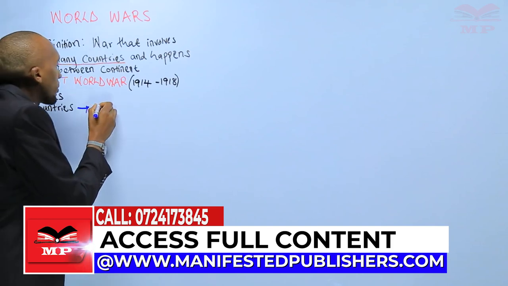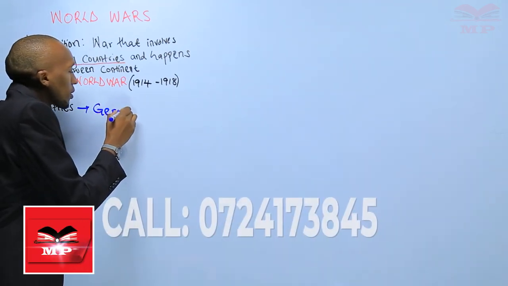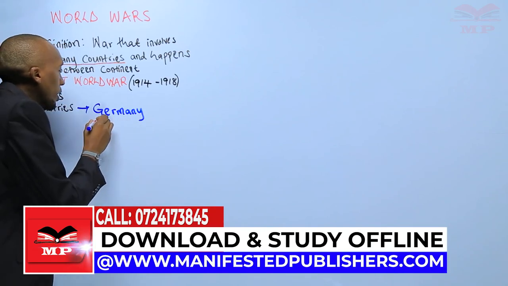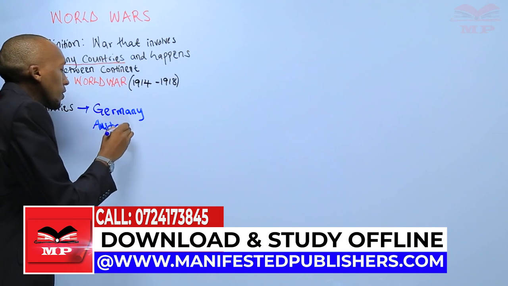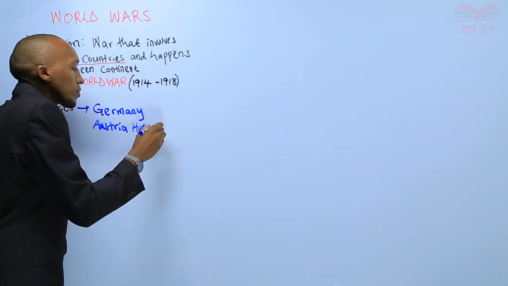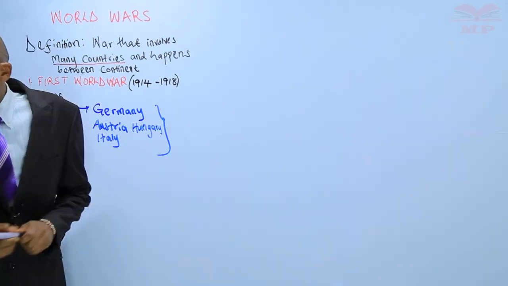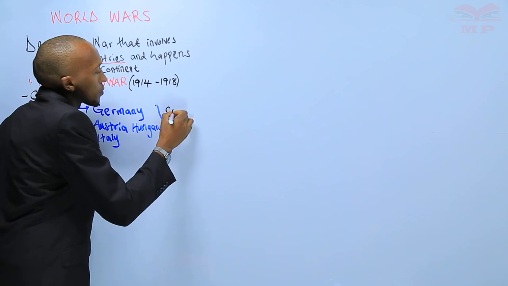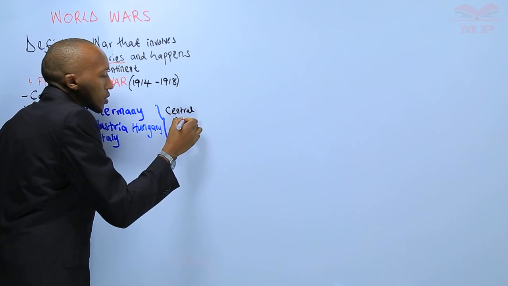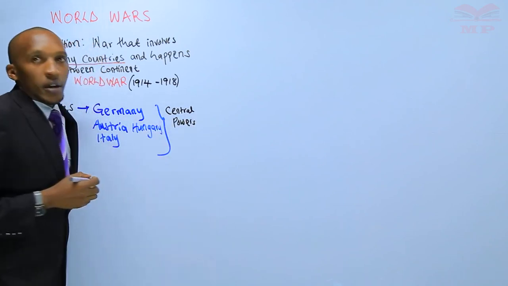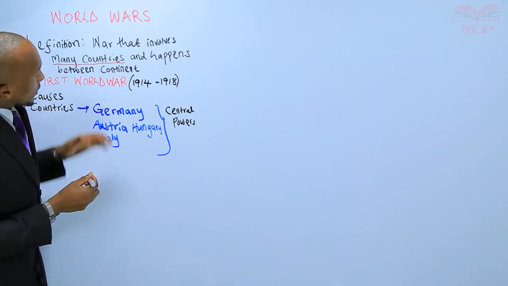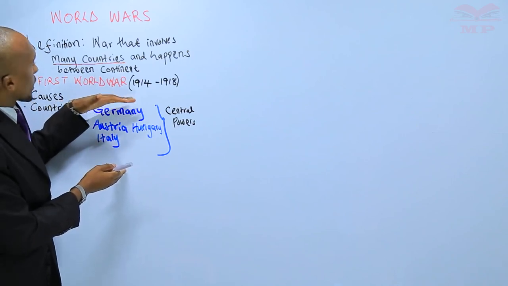We had Germany, Austria, Hungary, and then we had the Central Powers. The Central Powers. That is the first group that we had. Now, this is the first group that was fighting in the First World War.